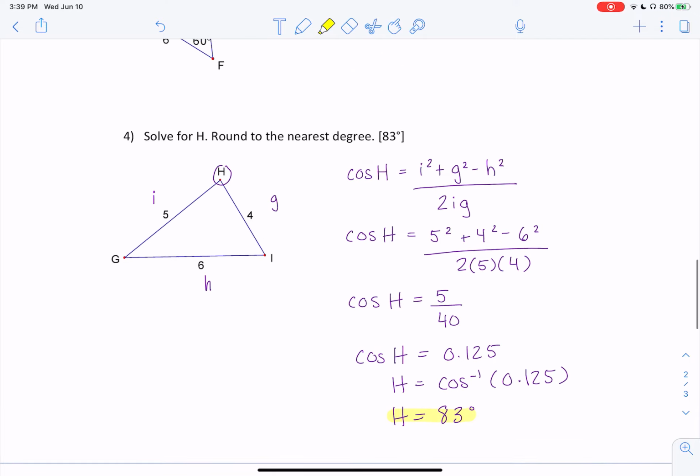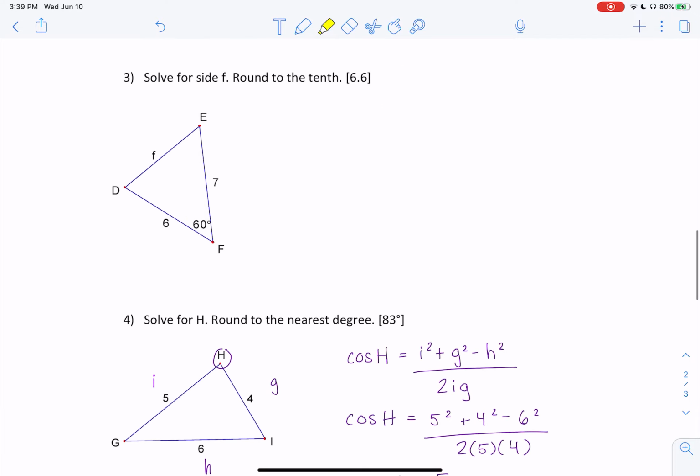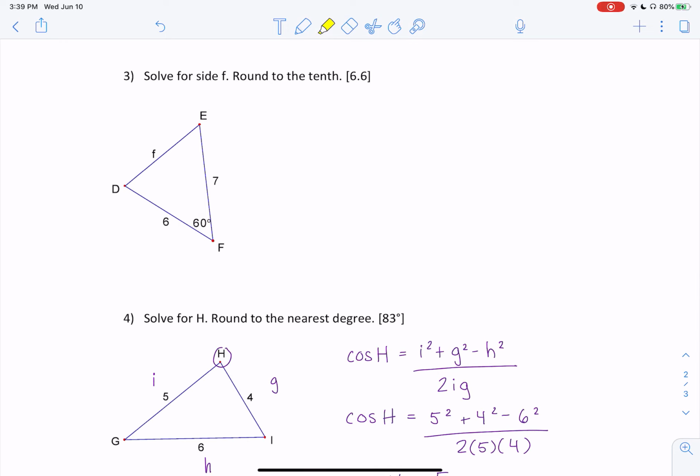So try 3 on your own, see how it goes, and come check your answer. And then there's some homework practice questions for you to do too.